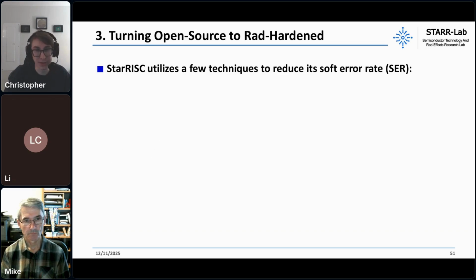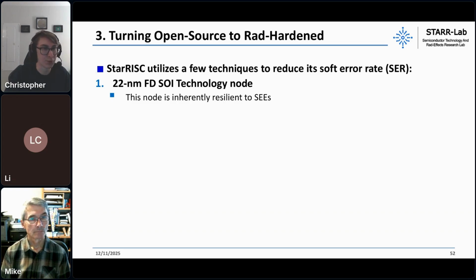So beyond those standard cells, there's also a handful of other things that we modified on the device to reduce its soft error rate or make it more rad hardened. First is the technology node that we chose. Of course, that design methodology only works at this node, but this node is also inherently more resilient to single event effects than other nodes.